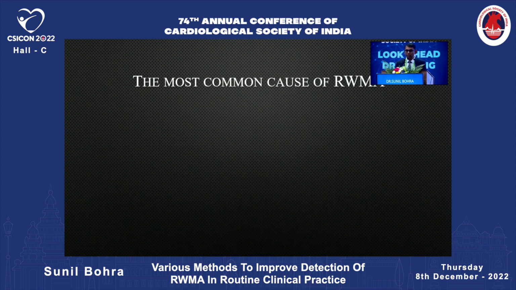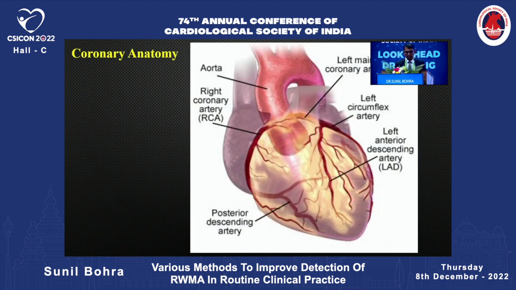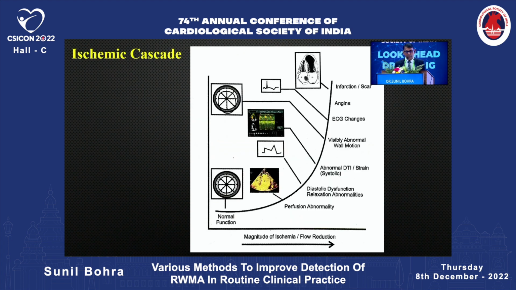The most common cause of regional wall motion abnormality is coronary artery disease. So we need to know the cardiac anatomy for anybody to understand what is the regional wall motion abnormality. We need to know the ischemic cascade, wherein the visible wall motion abnormality is picked up much earlier than the ECG changes or even the symptoms.